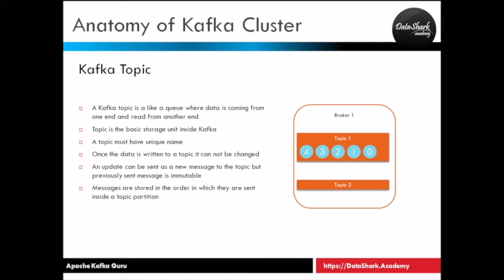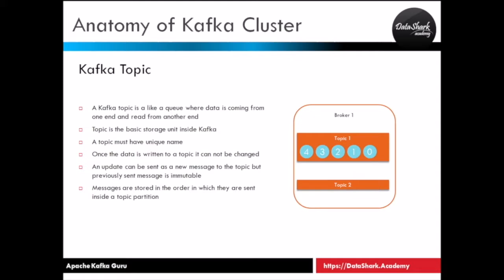Each topic must have a unique name, and that's how it's identified. Once the data is written to a Kafka topic, it cannot be changed, meaning that the data is immutable. An update can be sent as a new message to the topic, but a previously sent message is immutable and cannot be changed.